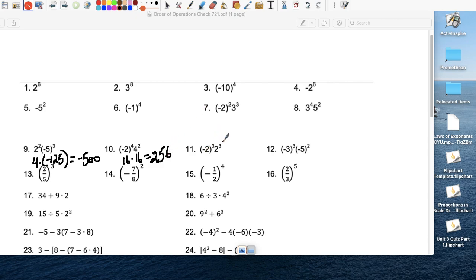Negative 2 to the 3rd power, that's going to be a negative, right? Because it's negative 2 times negative 2 times negative 2, and that's going to give us negative 8. Now leave that in parentheses. 2 to the 3rd power is just 8. That's negative 64.